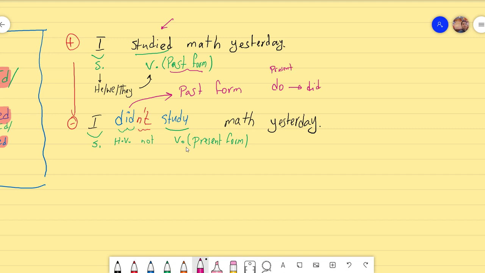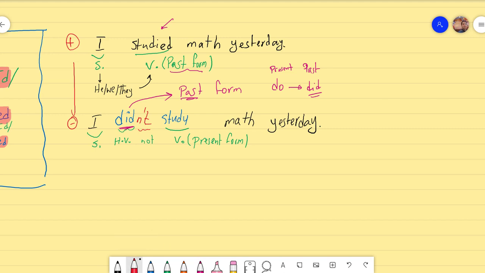Present, past. So the past form is did. So did is past. Study again, past. Two past forms in one sentence? No. So when we have did, because did is already past, the verb goes into present form. We don't use two past forms in one sentence.